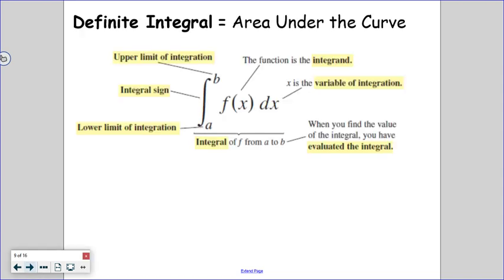Right, I'm going to give you some time with this page. What a definite integral does is it takes an interval and creates an infinite number of those little rectangles that we've been drawing. It draws way more than we could ever draw.